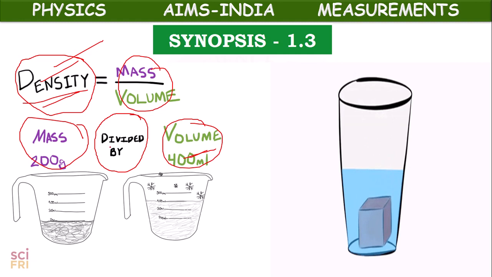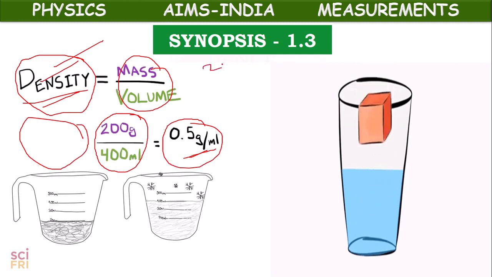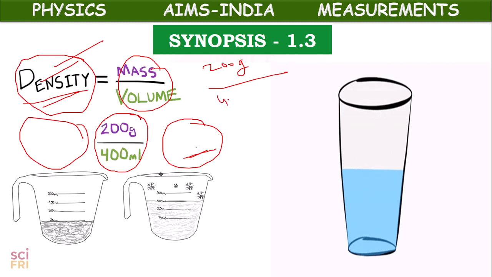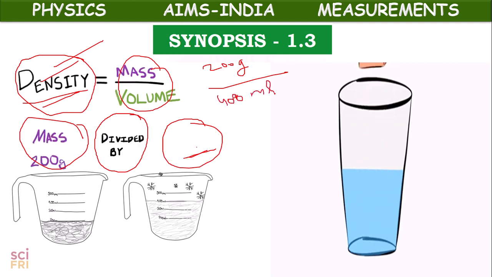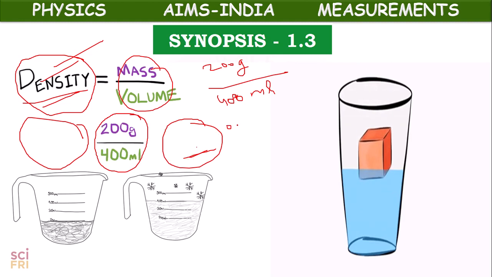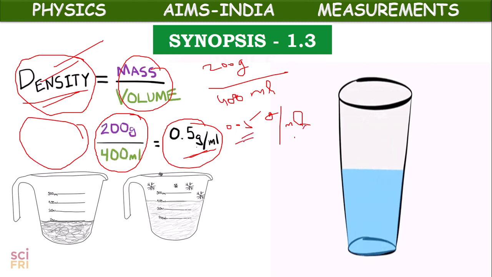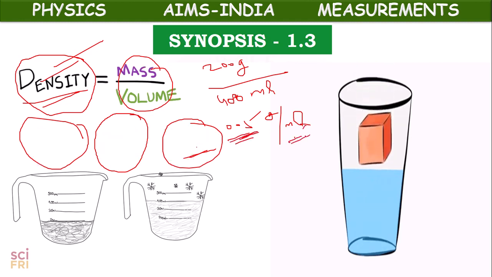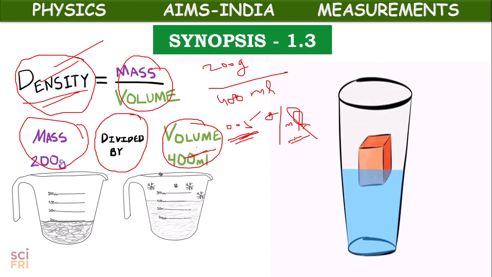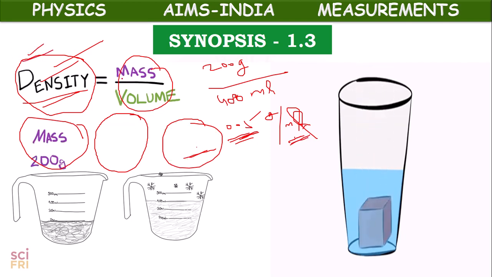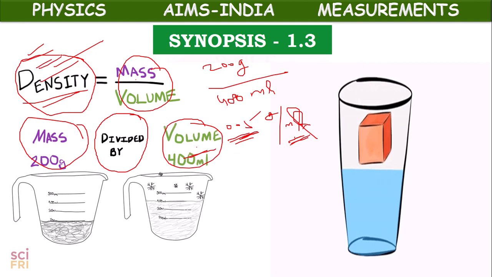Suppose the mass is 200 grams and its volume is 400 milliliter. If we divide, we will get 0.5 gram per milliliter, meaning the mass per unit volume. Like that, mass per unit volume is called density, or the ratio of mass and volume is called density.